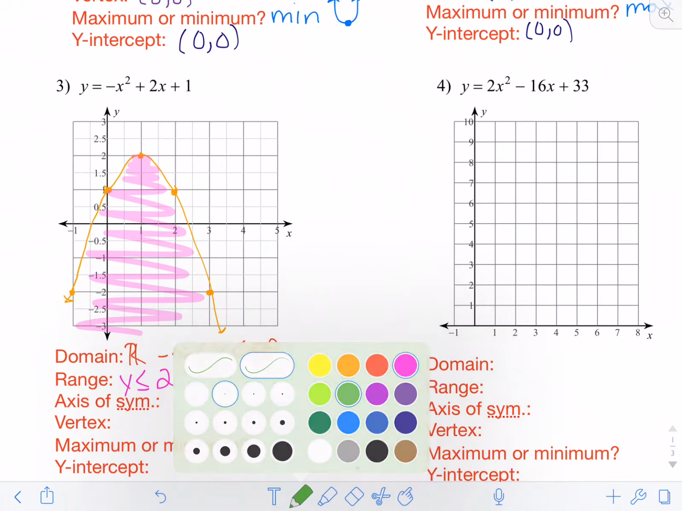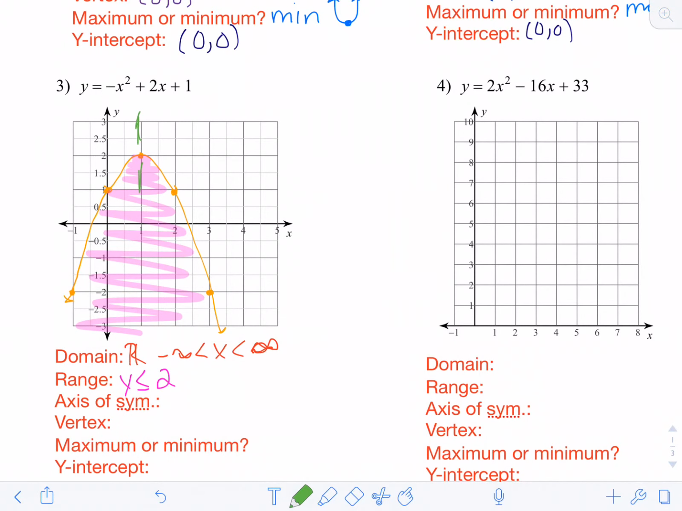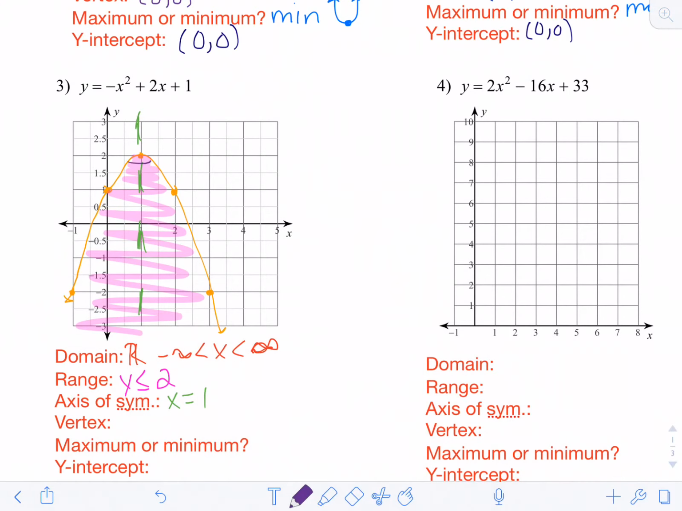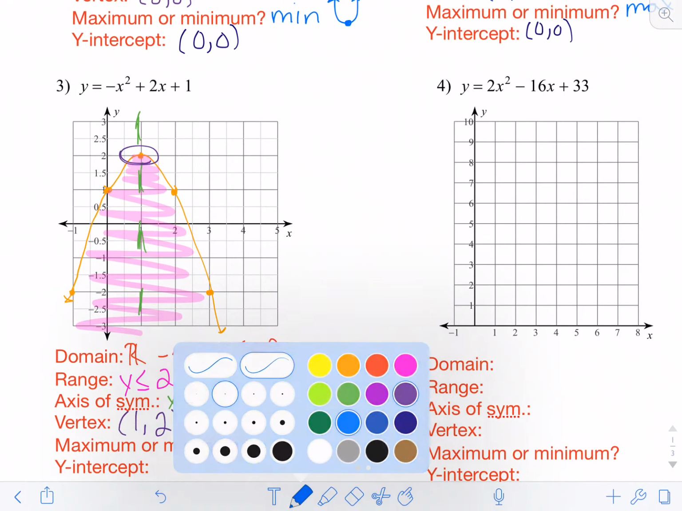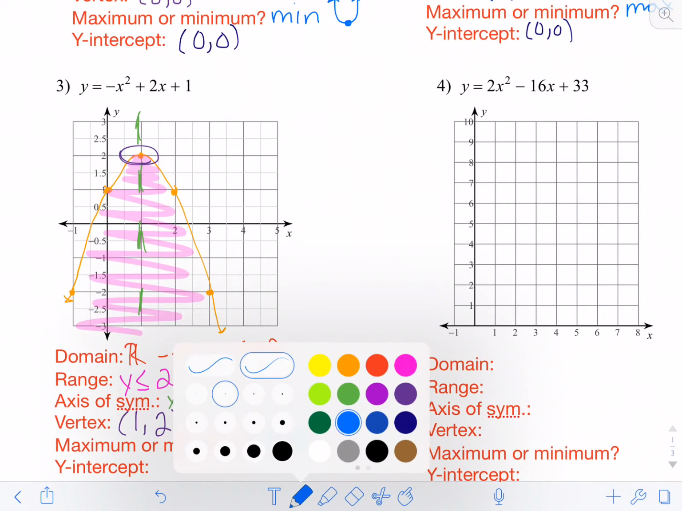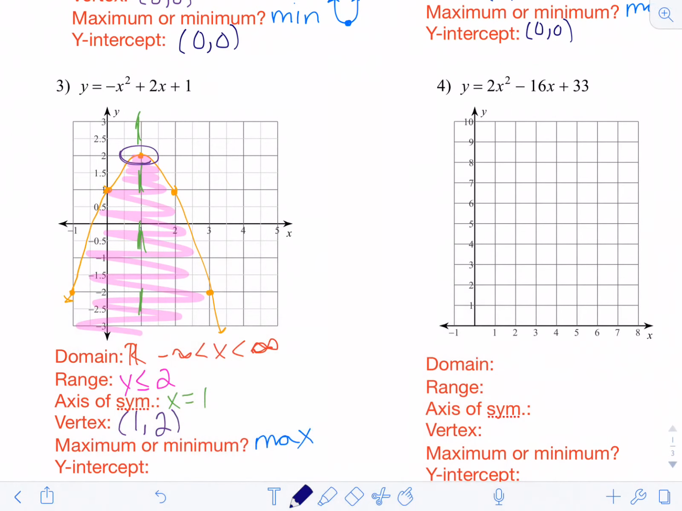Your axis of symmetry is what cuts your graph in half. So it cuts it in half right there at x equals 1. That will help you identify your vertex. So my vertex is up here at 1, 2. And since I said up there, as in it's the very top, that's going to be your maximum. And your y-intercept is where it crosses the y-axis. So when I look at my y-axis, I'm crossing right here at 1. So this is going to be 0, 1.